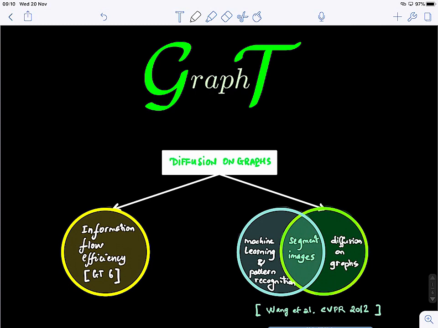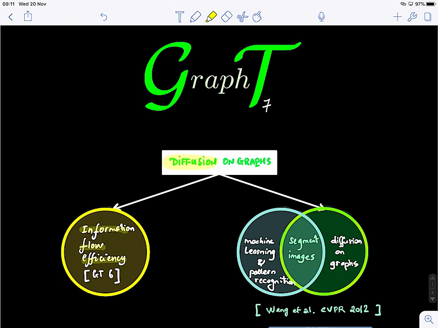This is lecture 7 of graph theory. In the previous lecture, we learned about diffusion processes on a graph, how we can compute the information flow efficiency based on a diffusion model by looking at random walks on graphs.